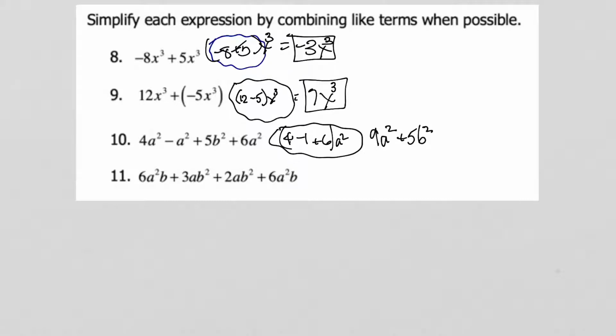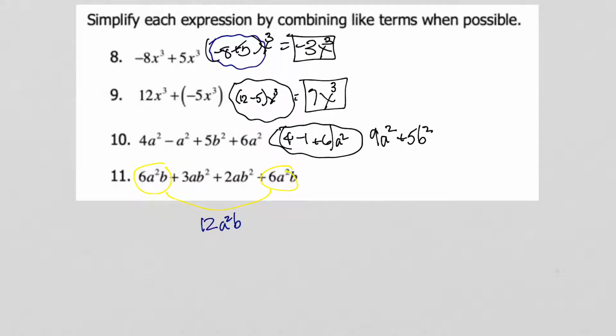Number 11, let's see what terms we have that are alike. We have 6 of these a squared b's. Now these are different, right? These are ab squareds. These are a squared b's. So we have 6 of these a squared b's, and then we have 6 more, right? So what about these a squared b's? I got some here, and I've got some here. So how many of those do we have all together? Well, 6 of them, and then 6 more is going to be 12 of those a squared b's.